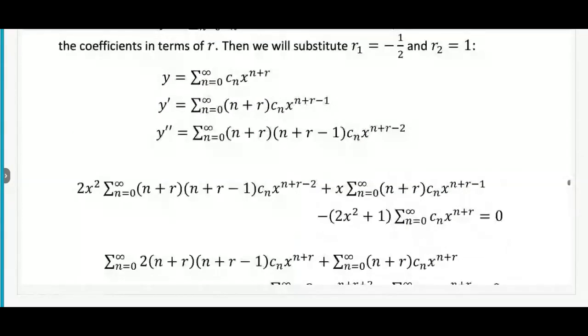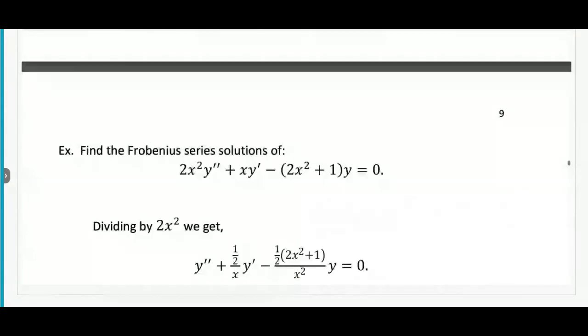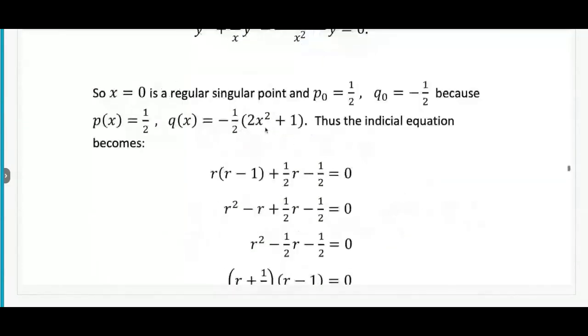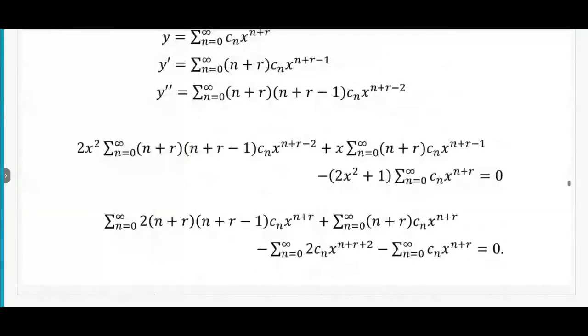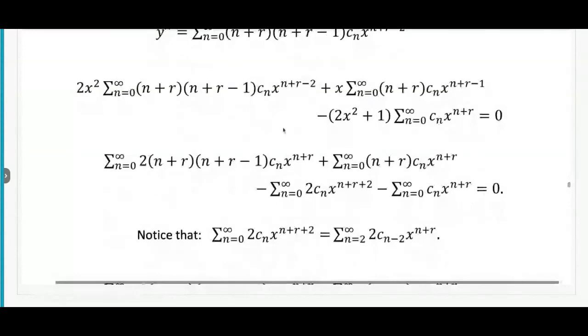This is a lot of calculations, so we have to go back a little bit. We have 2x squared times y double prime, x times y prime, and this times y. Then we try to simplify.